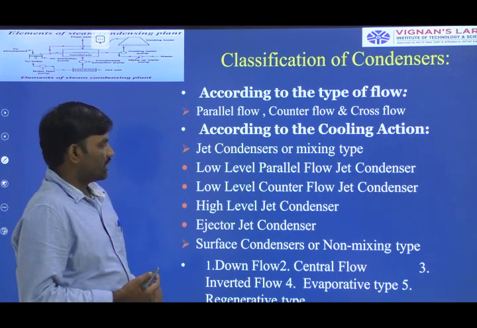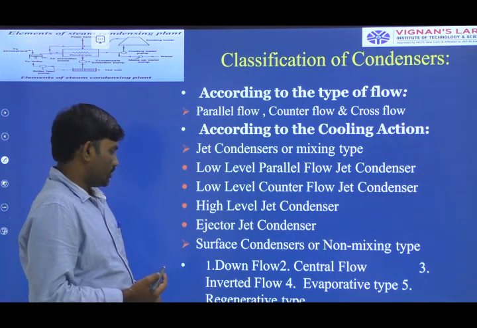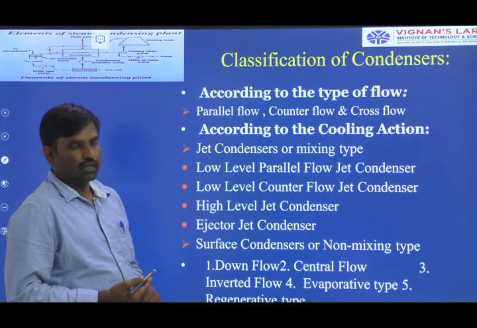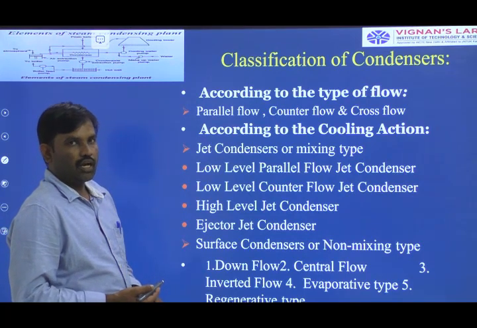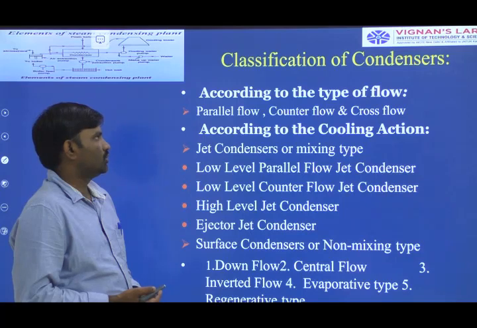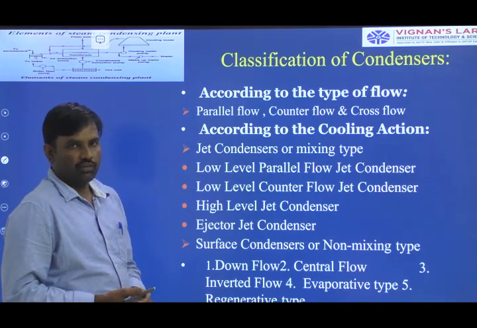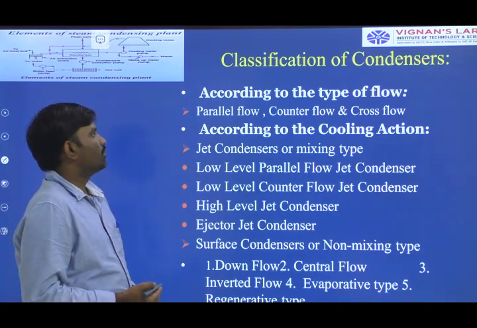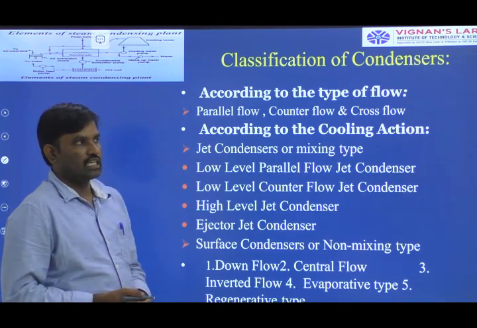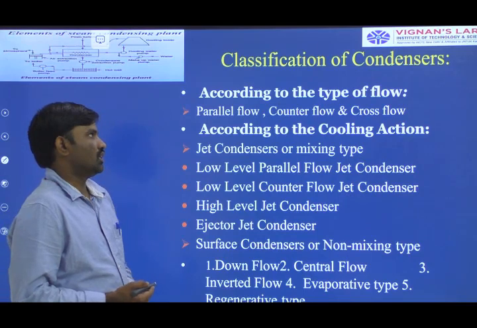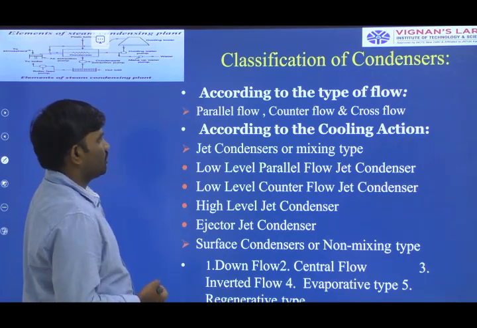These are the different types of condensers we use in the steam condensing plant. All condensers have the same function and the same objective. What is that objective? We have to reduce the temperature of the exhaust steam and convert that exhaust steam into feed water. The first classification is according to the type of flow.